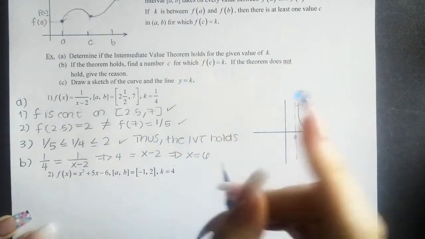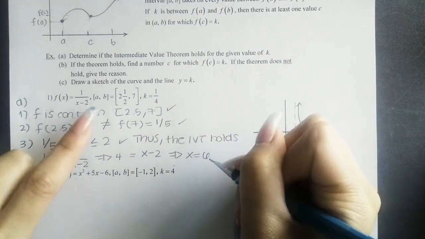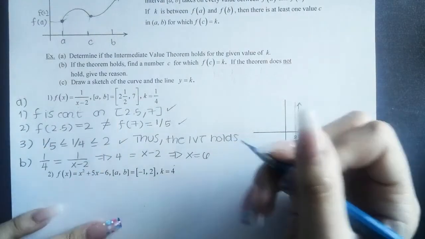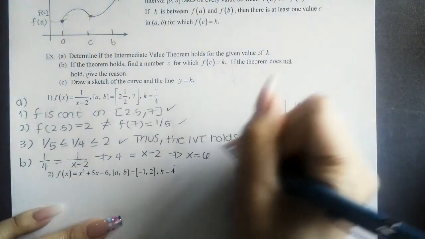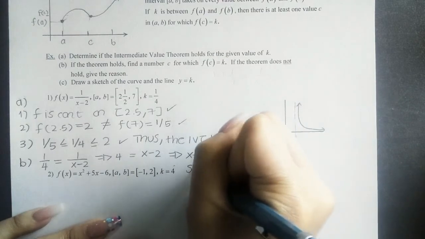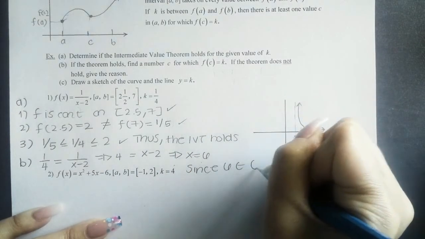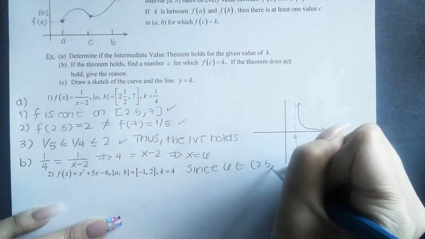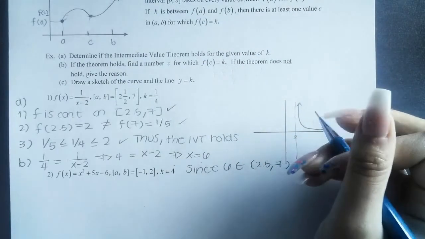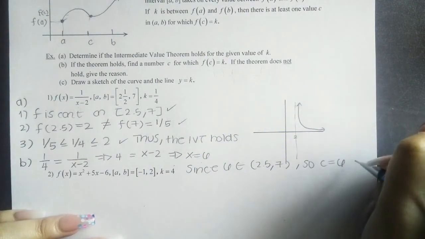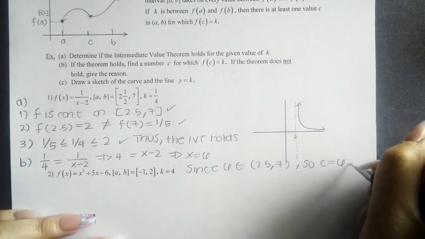Now you need to be very careful. Is this number 6 in between 2.5 and 7? Yes, it is. Okay, so since 6 is an element of the interval (2.5, 7), I know that c is equal to 6. And that's your c.